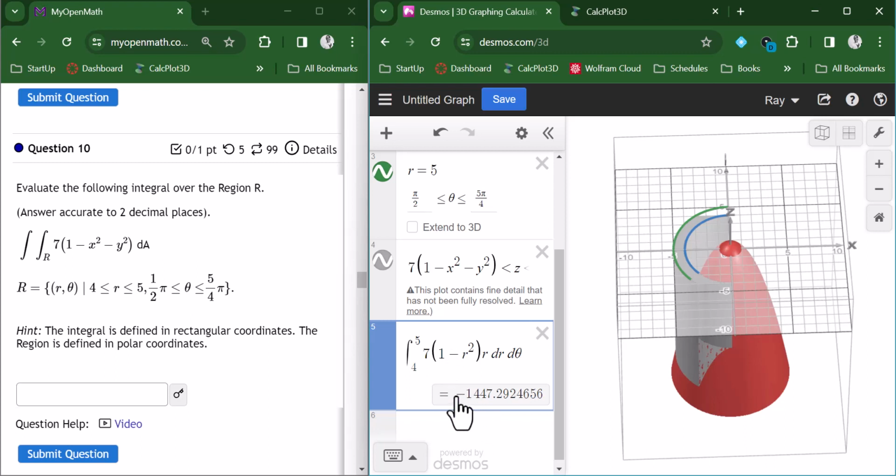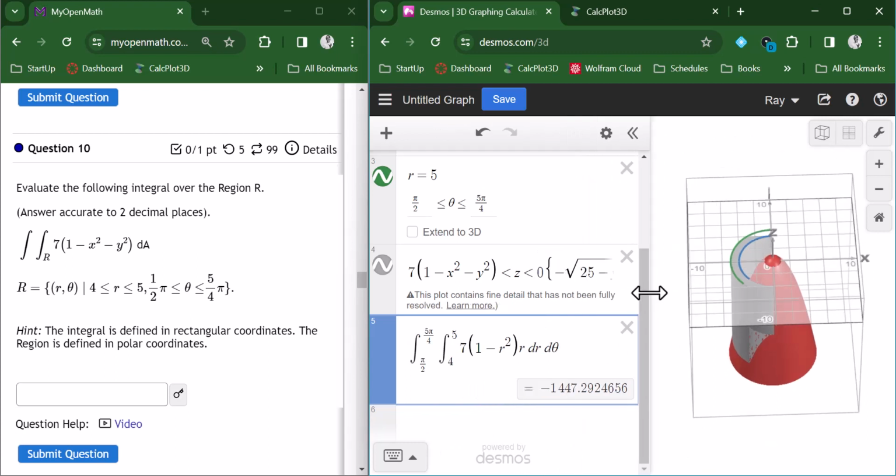And then we see that we have a negative value, which corresponds a little bit with the drawing. This thing went all the way down, and we got a negative value of 1,447, which is rather big for a negative value.